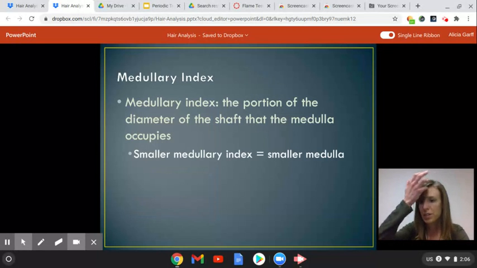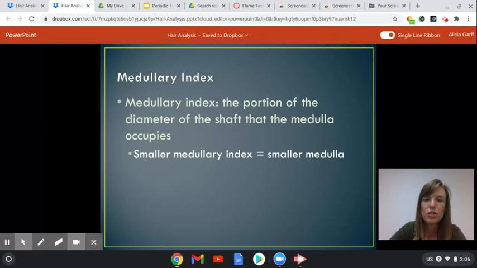Okay, now let's talk a little bit about the medulla. The medullary index is how much of the shaft the medulla occupies. So if it's smaller, that means the medulla is very, very thin. But if it's bigger, then the medulla takes up more of the space.